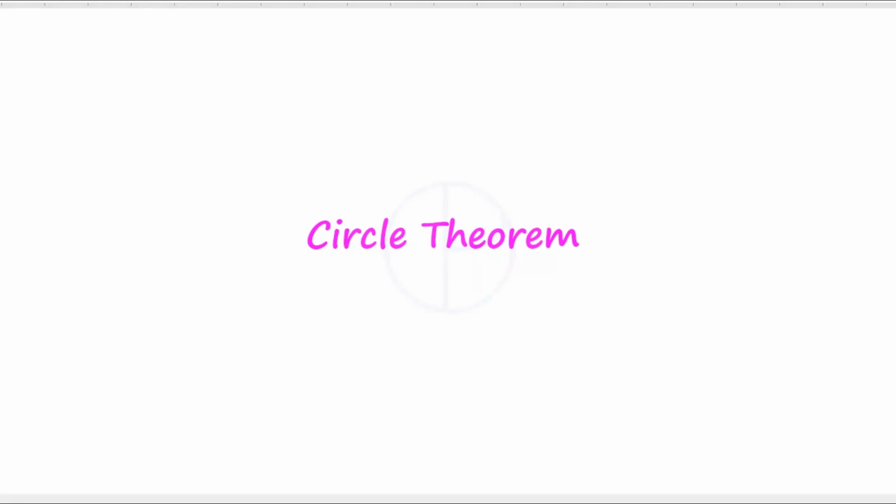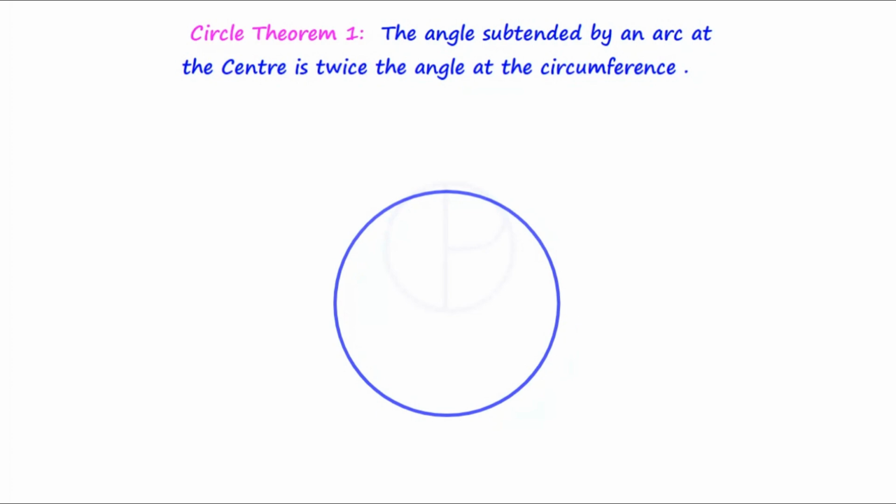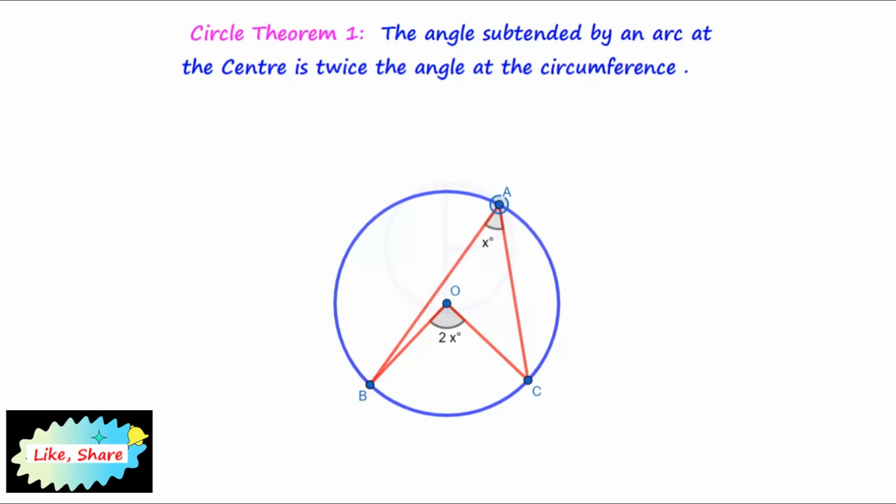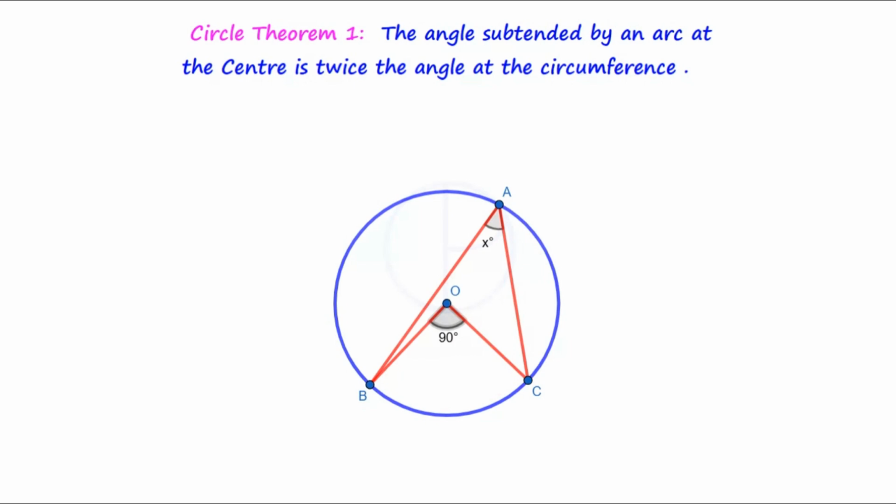The first theorem is: the angle subtended by an arc at the center is twice the angle at the circumference. If the angle subtended at the center is 2x, then the angle subtended by the same arc at the circumference is x. Suppose the angle at the center is 90 degrees, then the angle at the circumference is 45 degrees. So here also it is 45. Here also it is 45. If it is placed here, also it is 45.